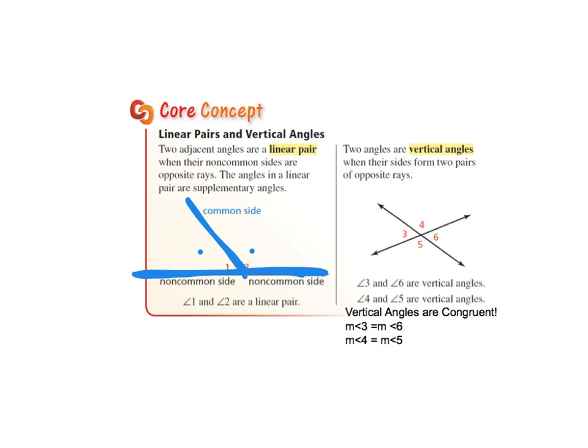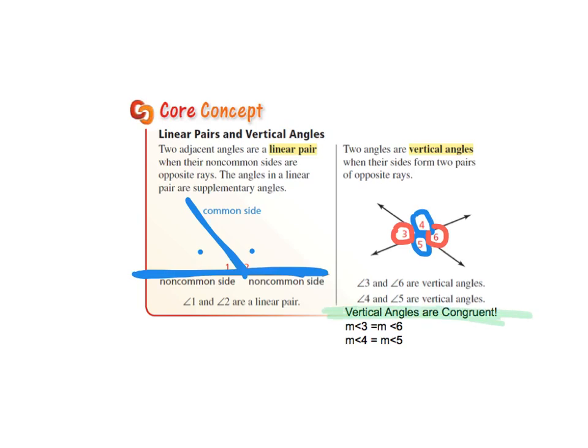And the other one is vertical angles. Two angles are vertical angles when their sides form two pairs of opposite rays. I always describe vertical angles as they are across from each other. So in this diagram here, angle 4 and angle 5 are vertical angles. And then angle 3 and angle 6 are vertical angles. And a very key piece of information that you need to remember is that vertical angles are congruent to each other.